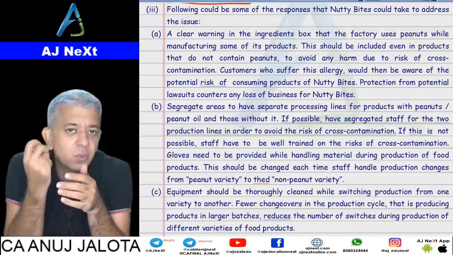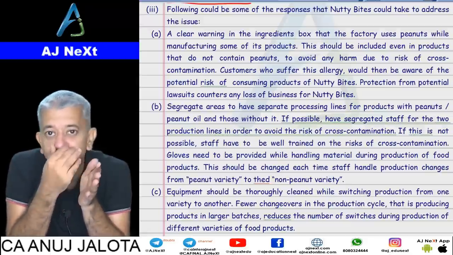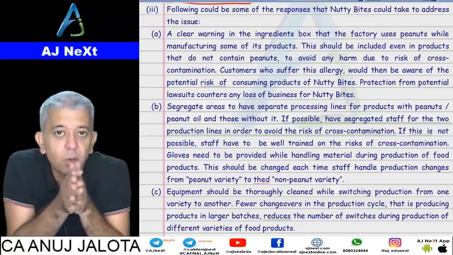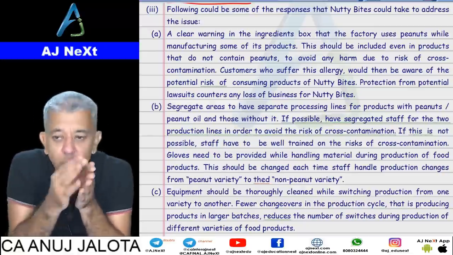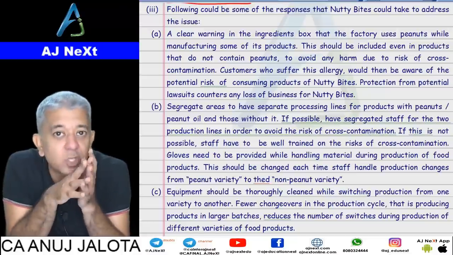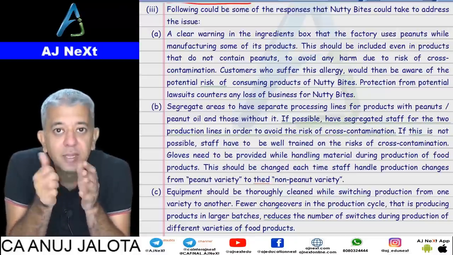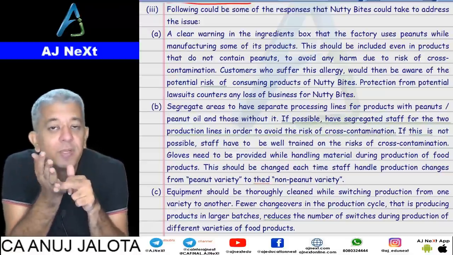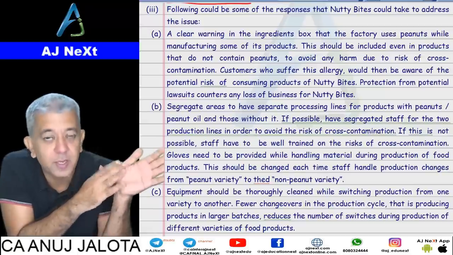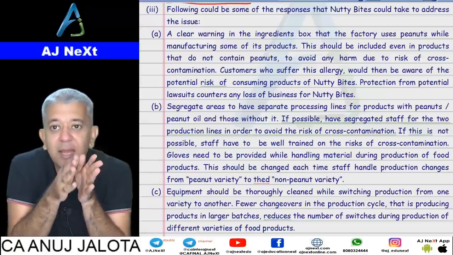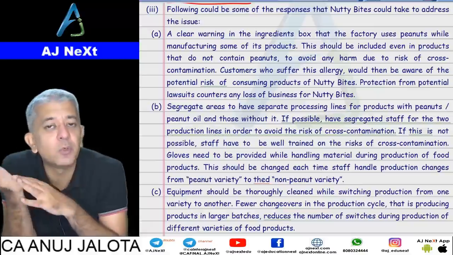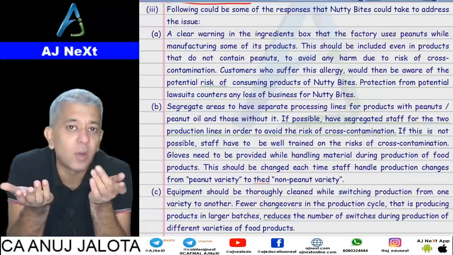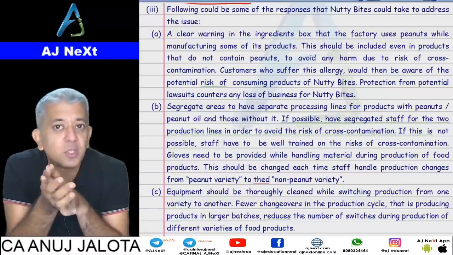The second thing, I think, is that companies should try to segregate those products which use peanut oil and those which do not, so that the risk of cross-contamination is not there. That is one thing the company should try to do on an immediate basis. Obviously, for that, separate equipment will be required for the products which have peanut oil and those which do not. I know that it will require more investment, but it might address the issue on a permanent basis.